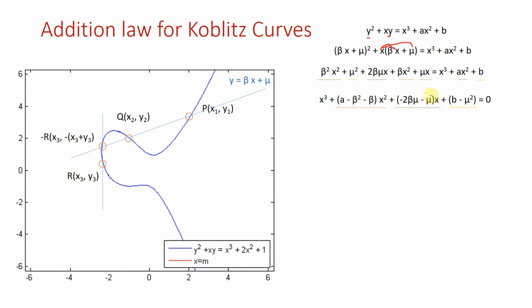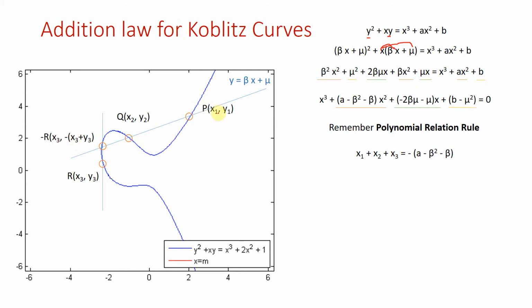Similarly, I will combine x multipliers. Minus 2 times beta times mu minus mu, and b minus mu squared values are constants here. Remember, in our previous lectures, we have proved the polynomial relation rule, and it says the sum of the roots has to be equal to the coefficient of the x squared. Actually, it's a negative value.